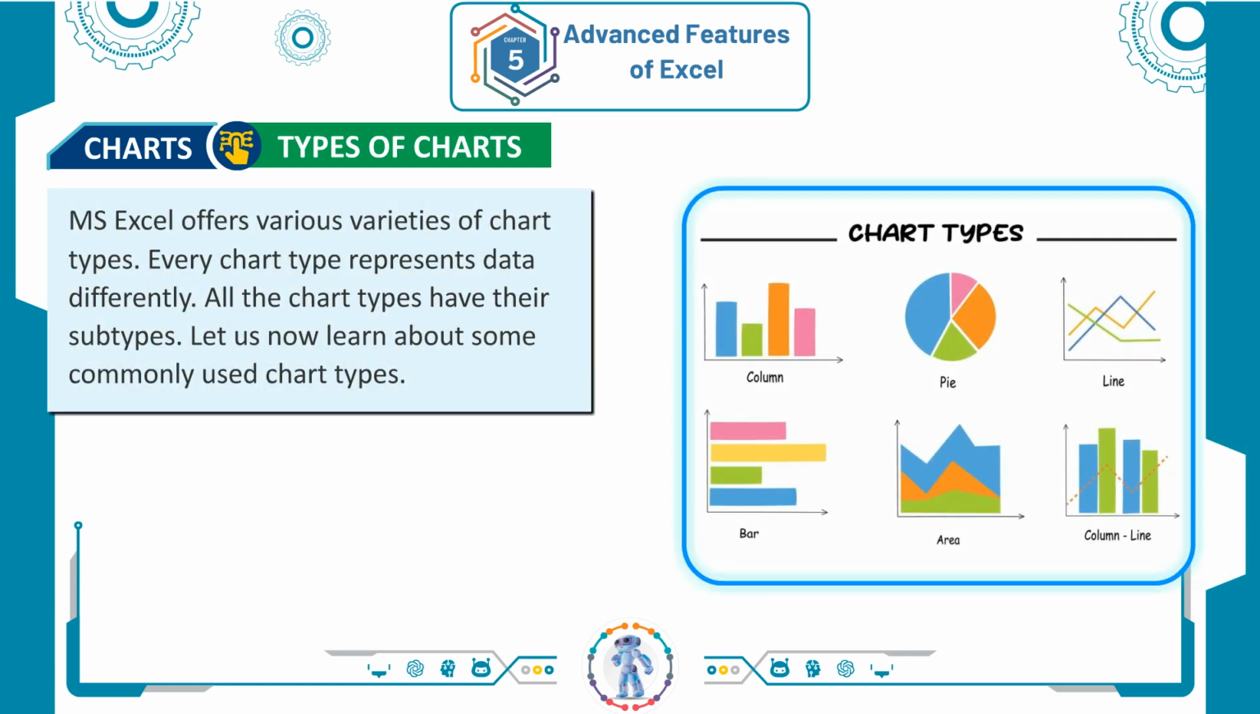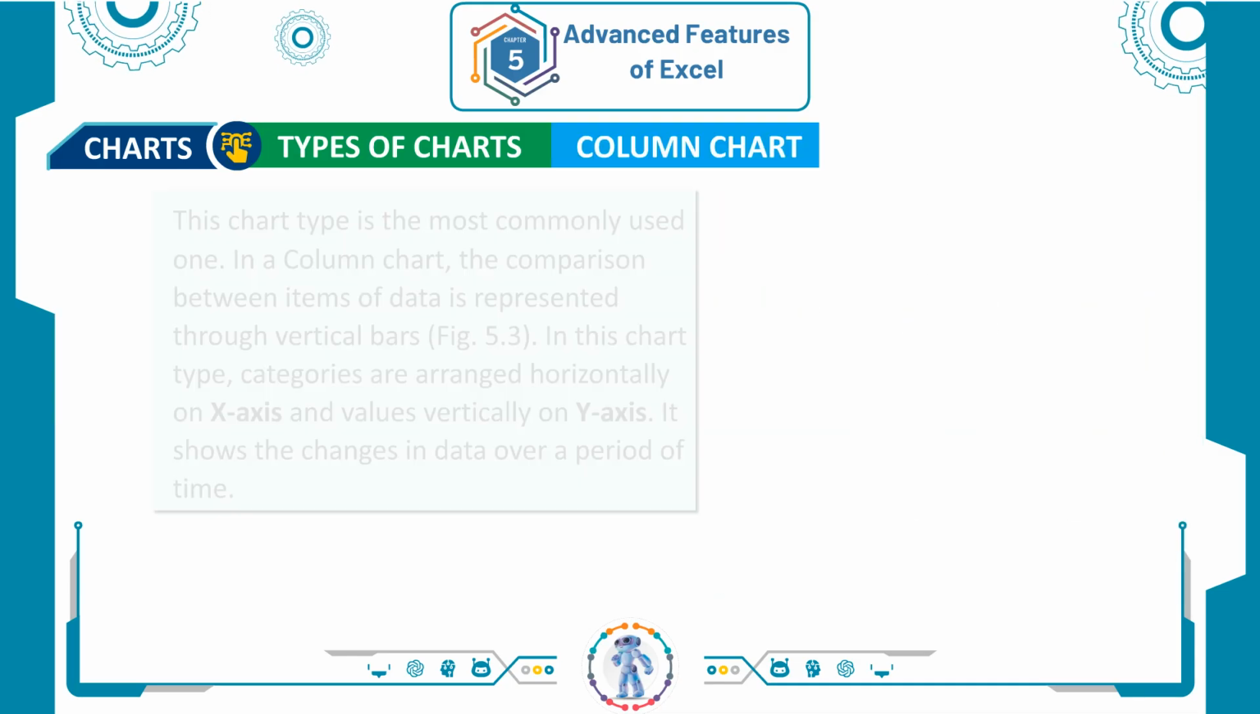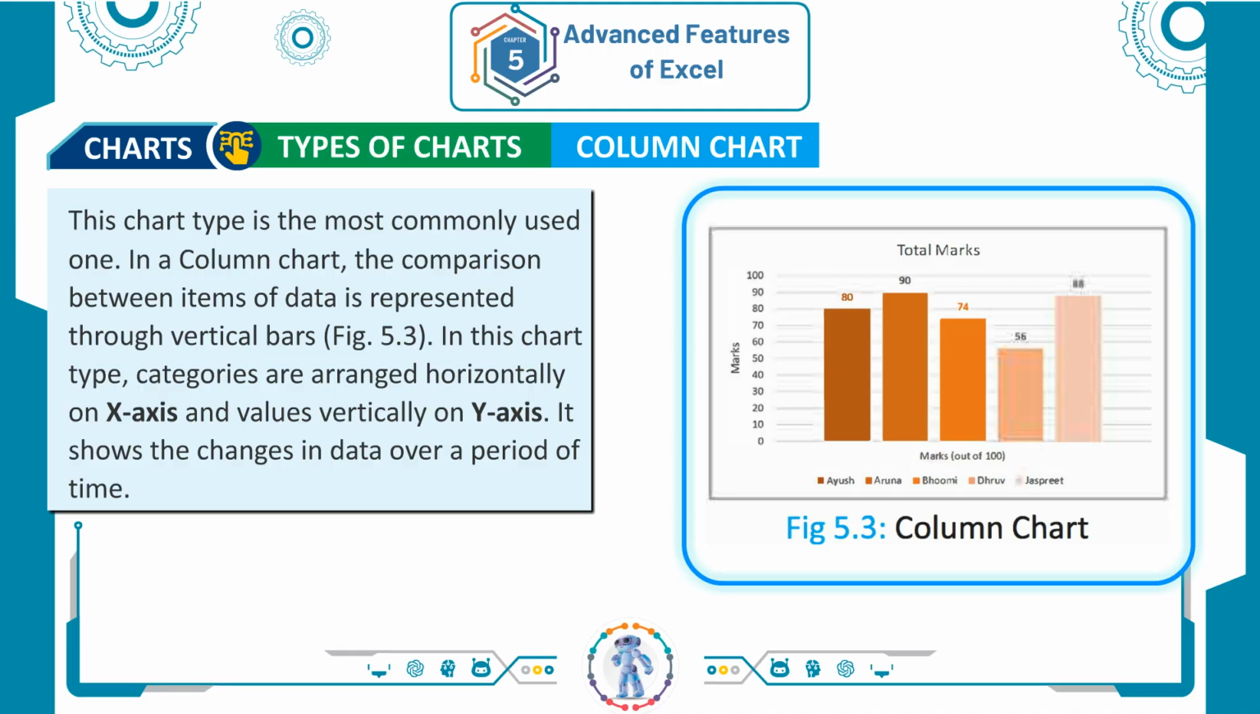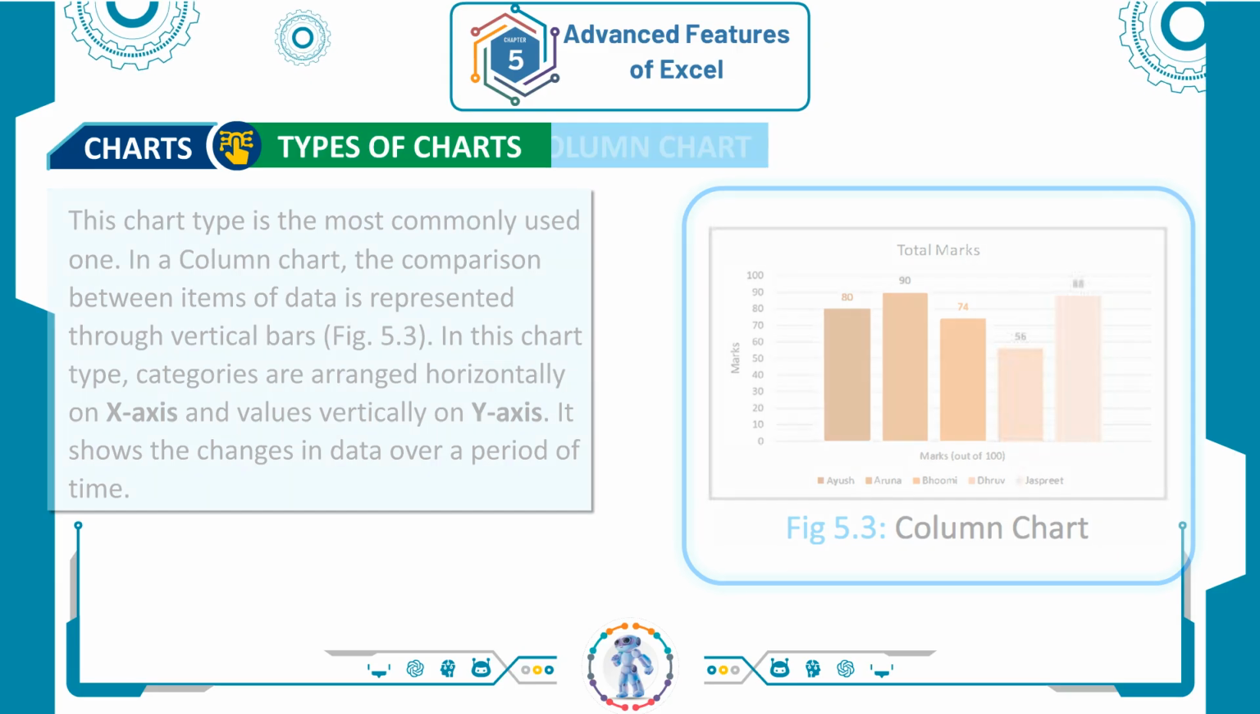Types of charts. MS Excel offers various varieties of chart types. Every chart type represents data differently. All the chart types have their subtypes. Let us now learn about some commonly used chart types. Column chart. This chart type is the most commonly used one. In a column chart, the comparison between items of data is represented through vertical bars, Fig. 5.3. In this chart type, categories are arranged horizontally on x-axis and values vertically on y-axis. It shows the changes in data over a period of time.